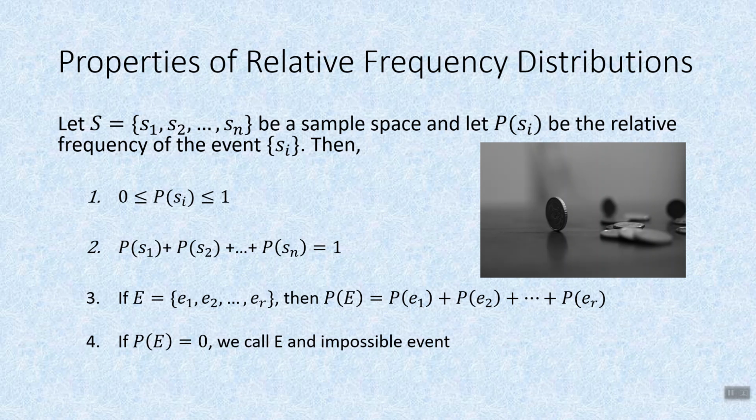Lastly, if P of E equals 0, we call E an impossible event. I'm not even using a laser pointer, just a regular pointer. How rudimentary of me. And I have a misspelling here, a little typo. We call it an impossible event, not "and." My finger just likes to type that word, I guess.